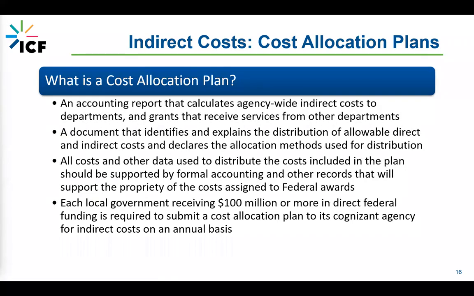It's also not something that you would prepare just for the ESG or ESG-CV award. It's probably something that is already in place due to direct federal funding straight from HUD, for example, whether it's entitlement grants or things of that nature. So just keep in mind that if your agency has elected to choose something like a cost allocation plan, it's probably something that's already in place.